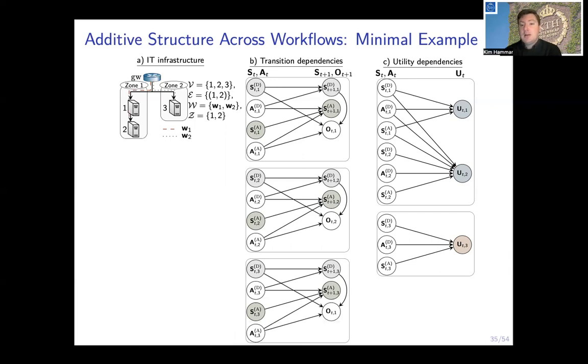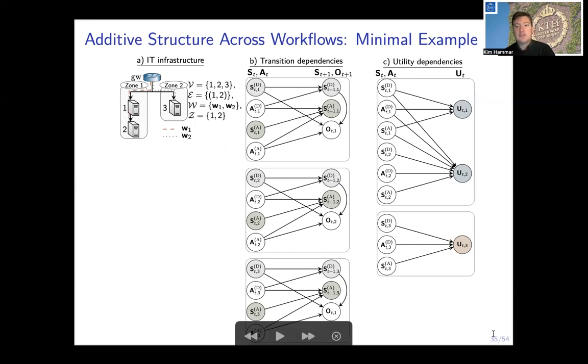And I think the utility independence here is the most interesting. If you look at it here, you see the utility of node 3 depends only on the local state and action of that node. On the other hand, the utility of node 2 depends on the local state and action of node 1 and 2.